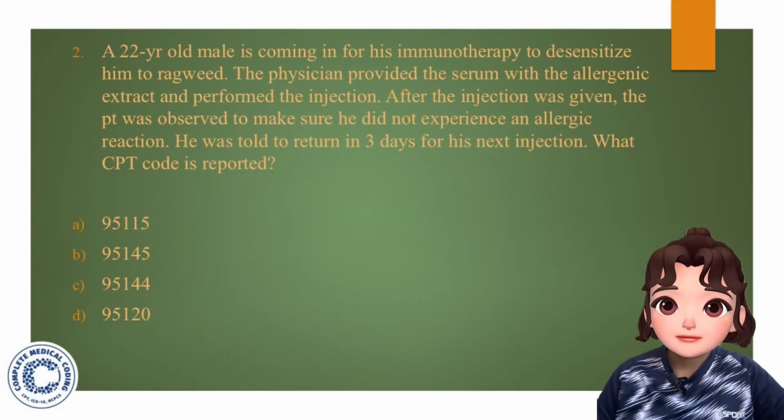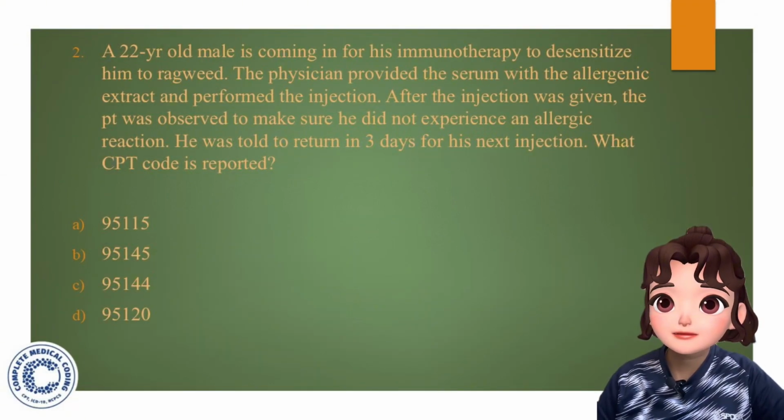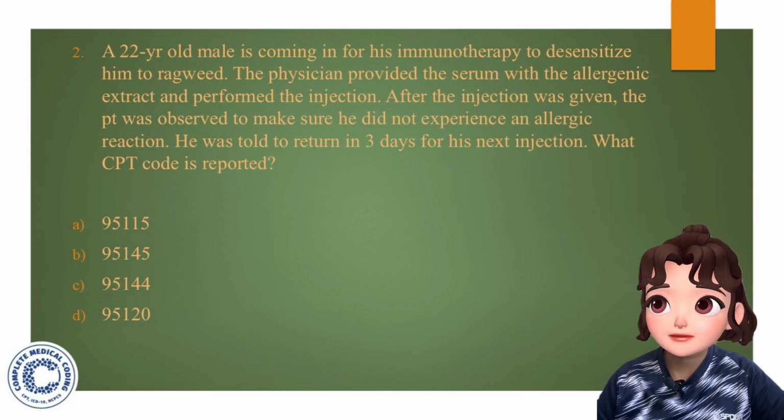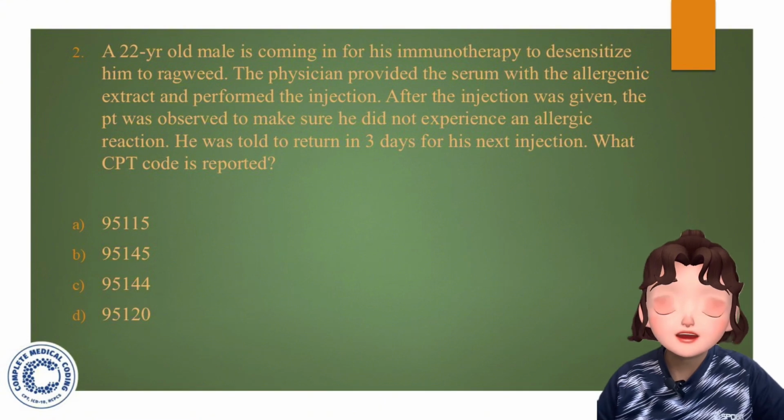Now, second question. A 22-year-old male is coming in for his immunotherapy to desensitize him to ragweed. The physician provided the serum with the allergenic extract and performed the injection. After the injection was given, the patient was observed to make sure he did not experience an allergic reaction. He was told to return in 3 days for his next injection. What CPT code is reported?